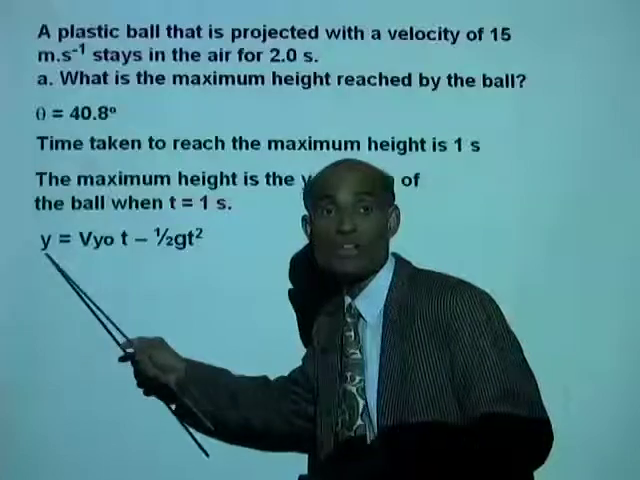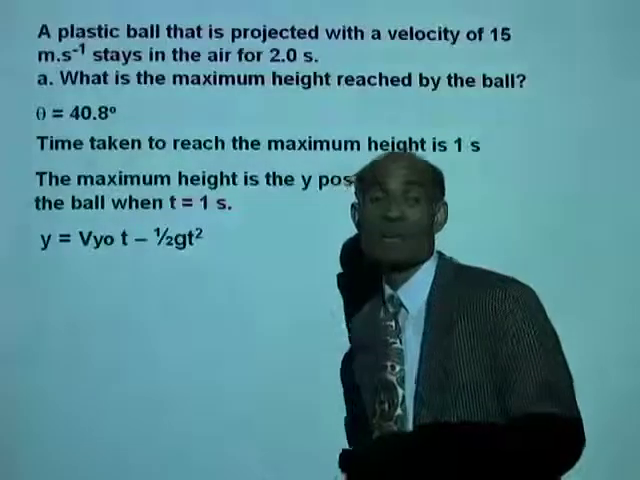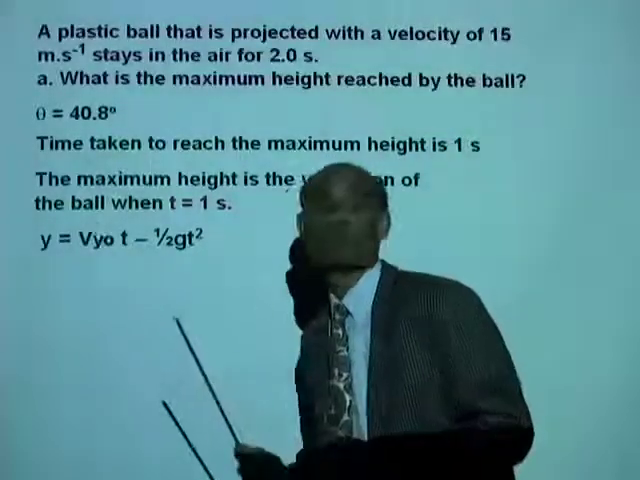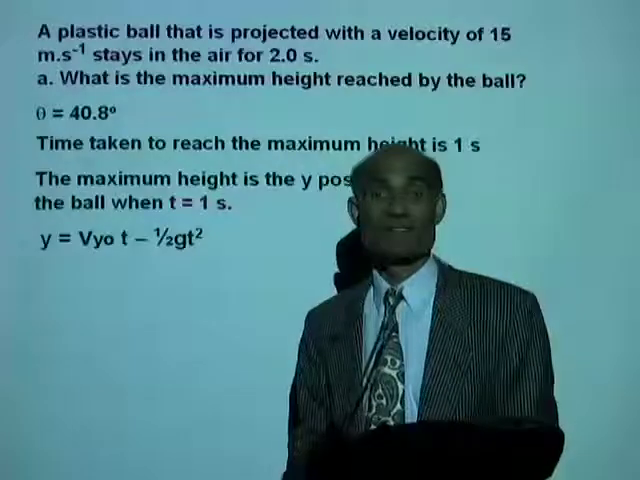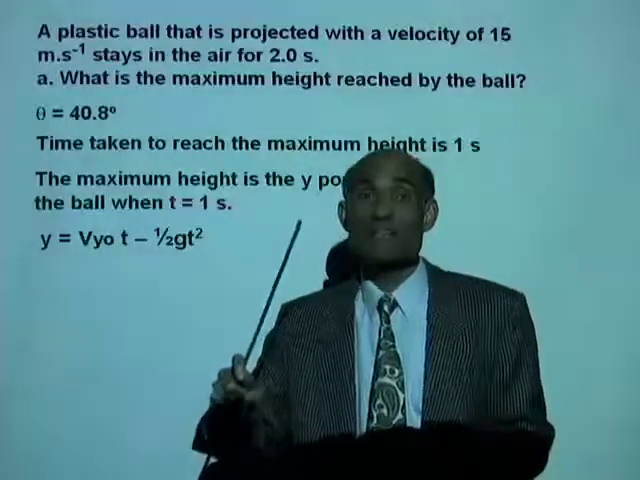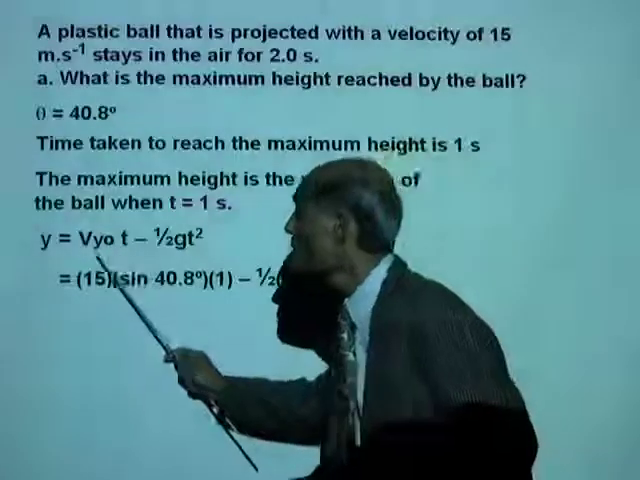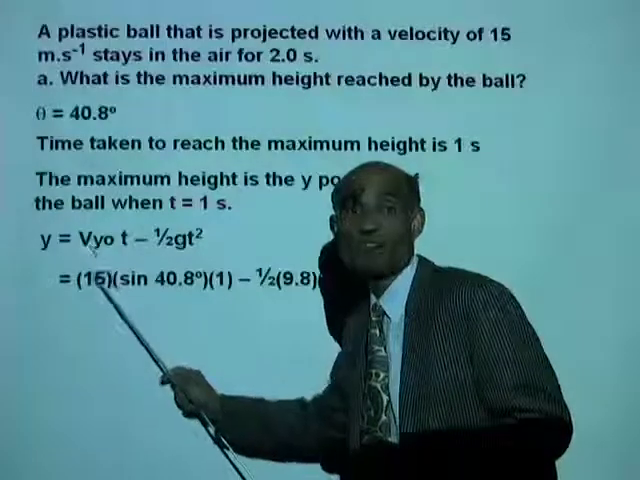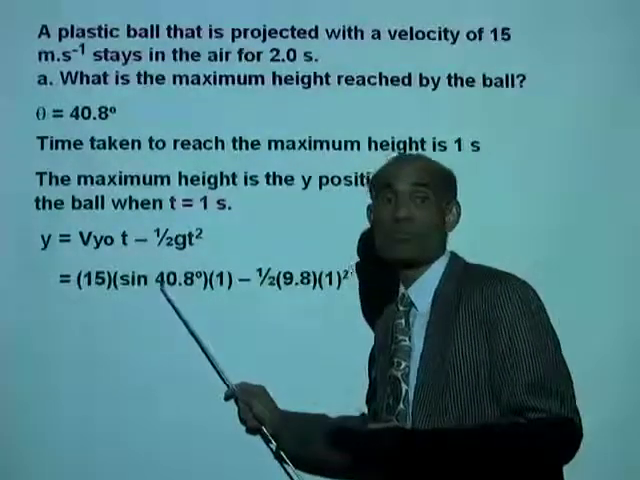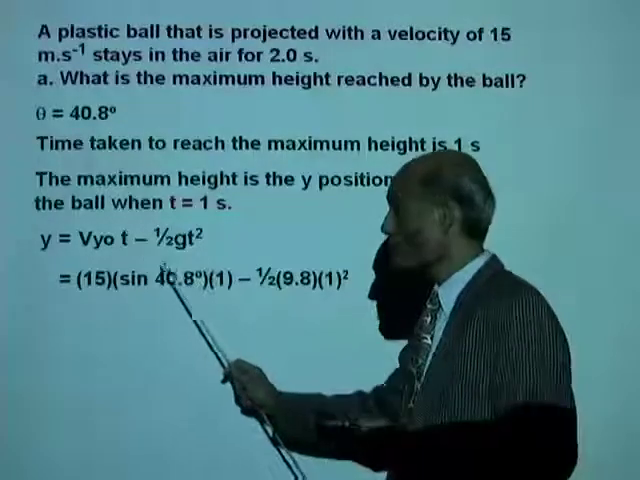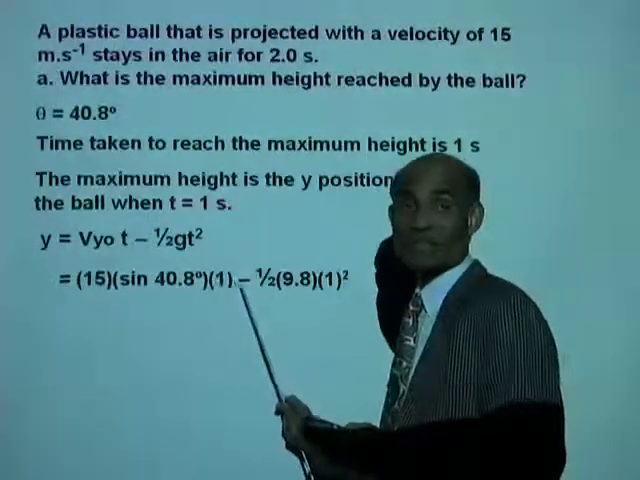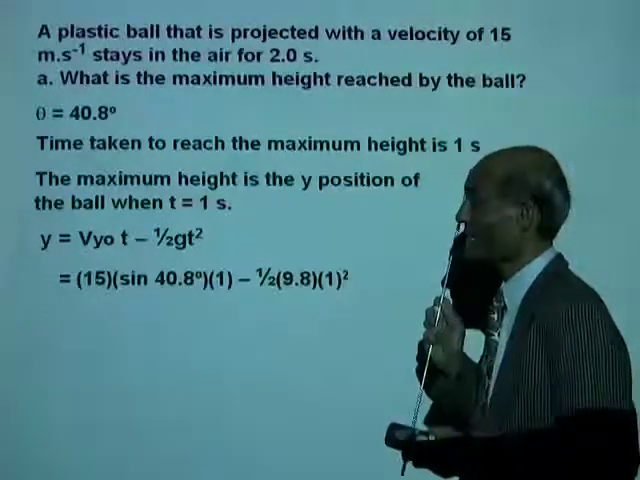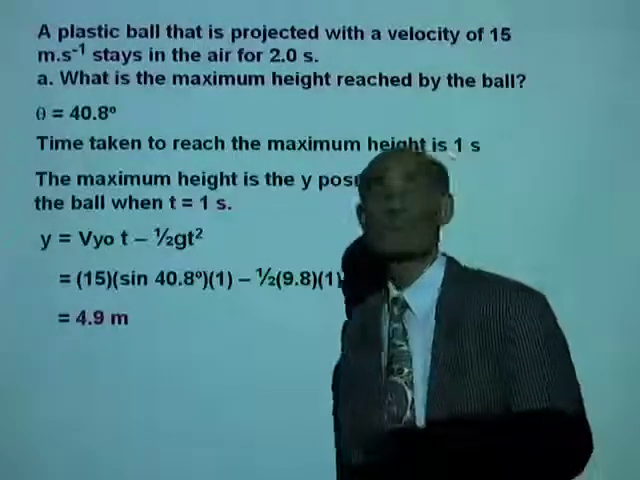And the y position is Vy0t minus 1/2 gt squared. What is Vy0? Initial vertical velocity is V0 sine theta. And we know that. V0 is 15, theta is 40.8 degrees. So Vy0 is 15 sine 40.8 degrees, multiplied by the time of 1 second, minus 1/2 gt squared. t is 1 second. And that will be 4.9 meter.